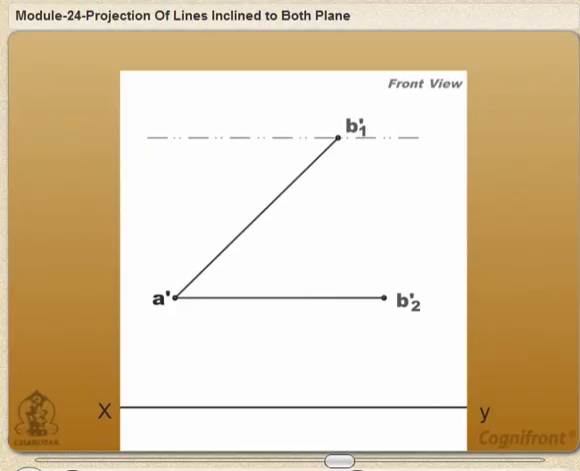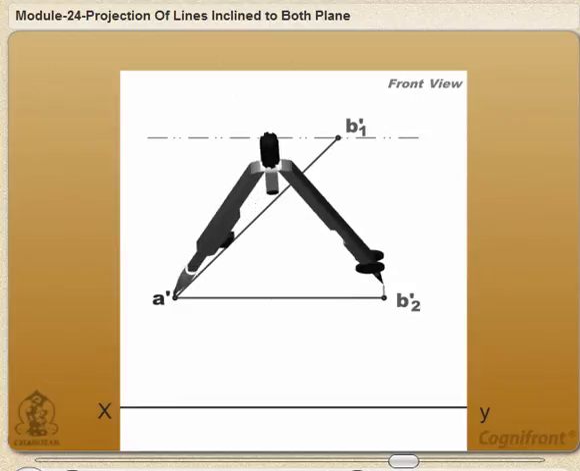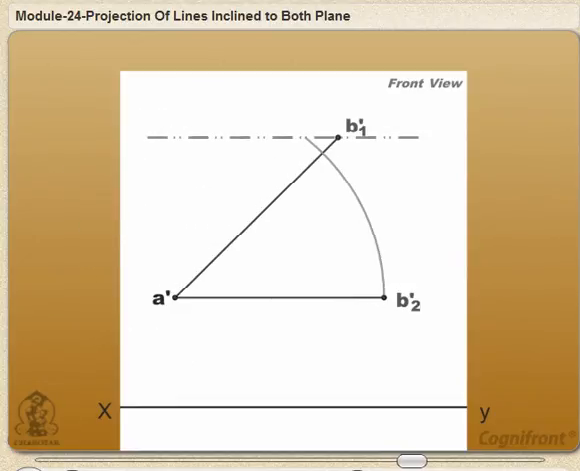At last, to rotate the line A'B'2 to the final position, draw the locus of the endpoint B in front and top views. Locus of the point B' is a line passing through B'1 and parallel to XY. With A' as center and A'B'2 as radius, draw an arc cutting the locus line of B'1 at B'. The line A'B' is the required front view of the given line.